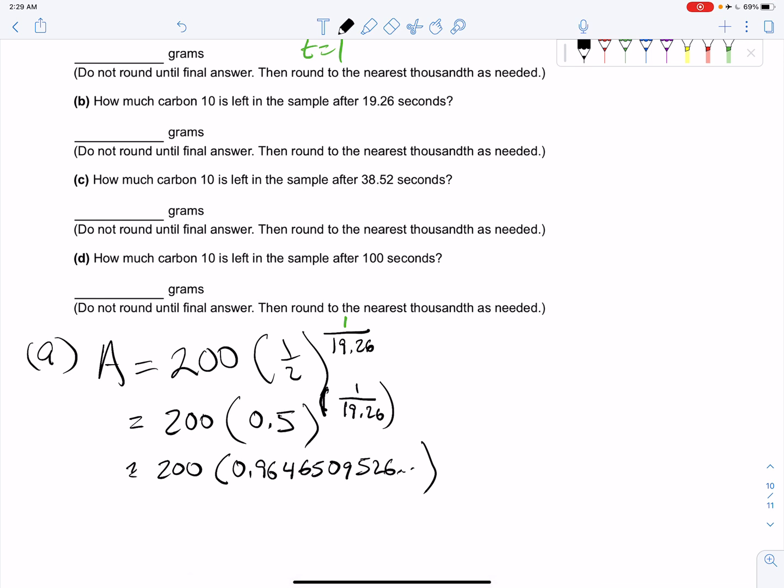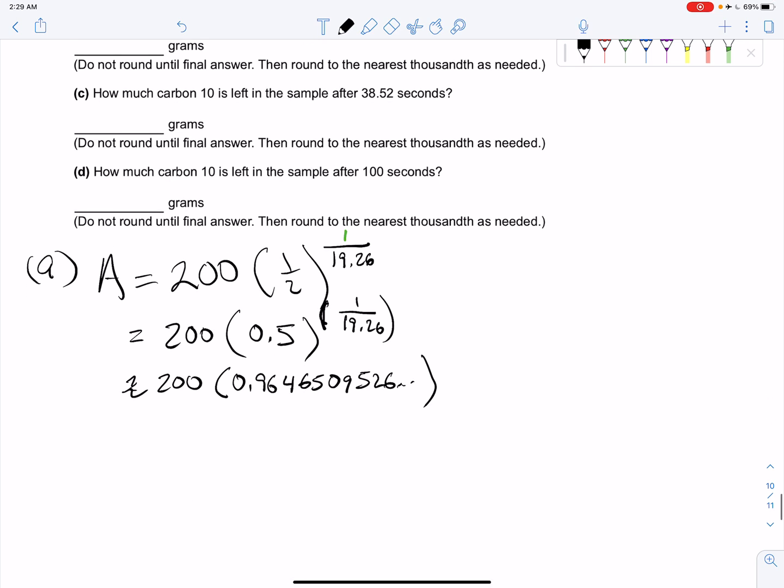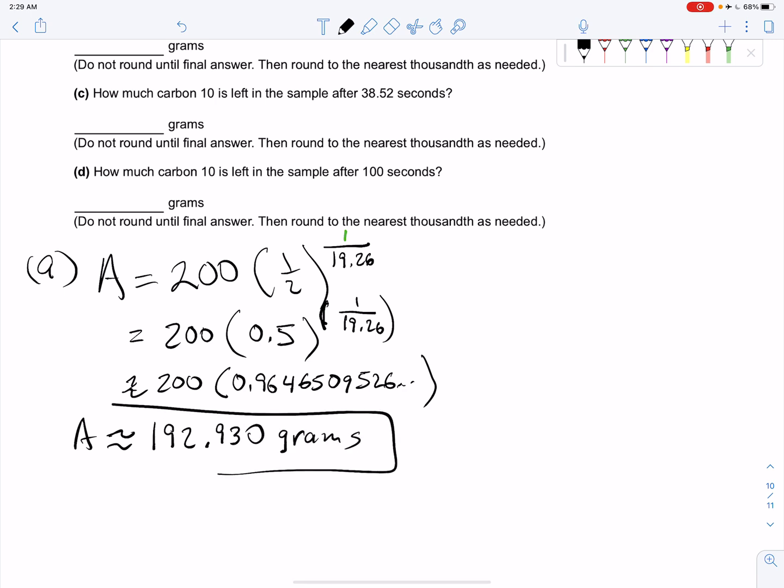Anyhow, you multiply that by 200 and we get how much of this carbon 10 is left after 1 second. Starting with 200, we still have 192 point, what did they say, round to the nearest thousandths? Okay, so 192.930, and these are grams. That's what's left after a second. This stuff decays pretty dang fast.